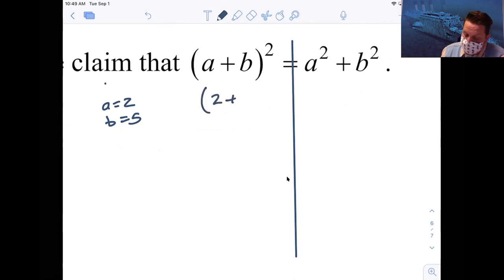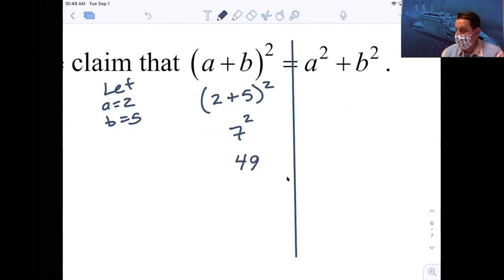So, let A equal 2 and B equal 5, that gives permission, okay? Now we have (2 plus 5) quantity squared. Using your Aunt Sally's rules, 2 plus 5 is 7. That's 7 squared. 7 squared is 49. Nice, 49. And on the other side, we get 2 squared plus 5 squared. That's 4 plus 25, which is 49.